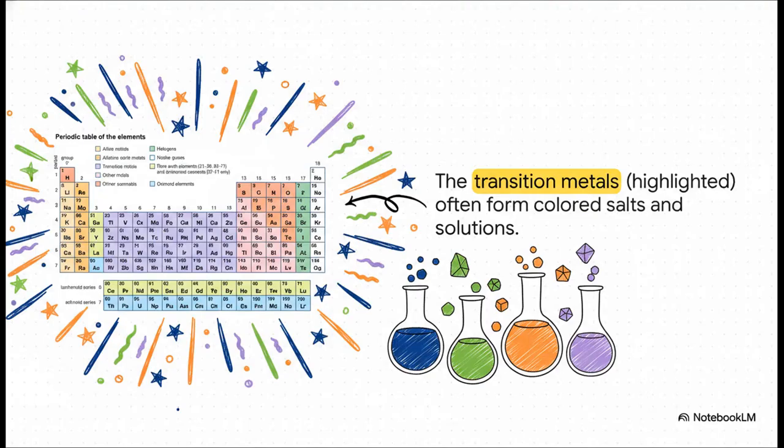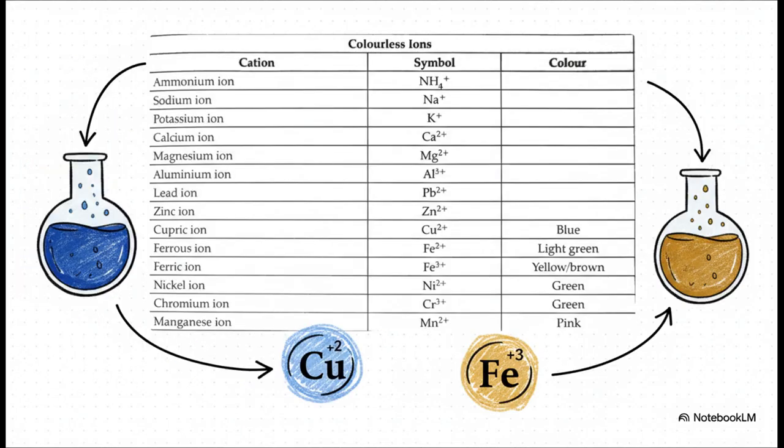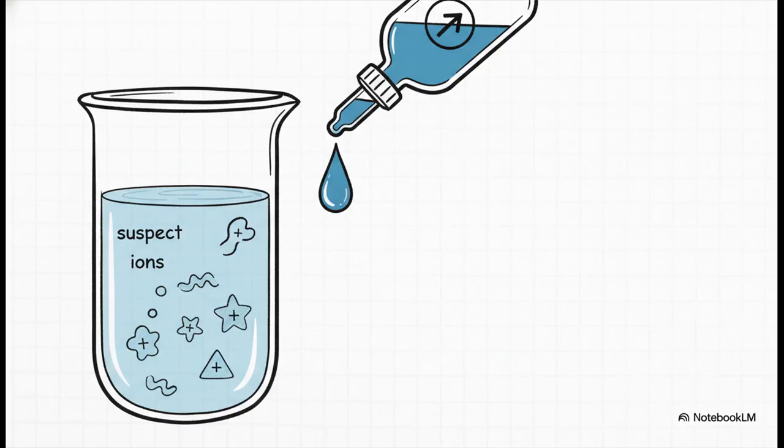See those elements in the middle of the periodic table, the transition metals? They love to make colored solutions. So if it's blue, you're probably looking at copper. Yellow or brown, maybe iron. Simple, right? Okay, time for the main event.